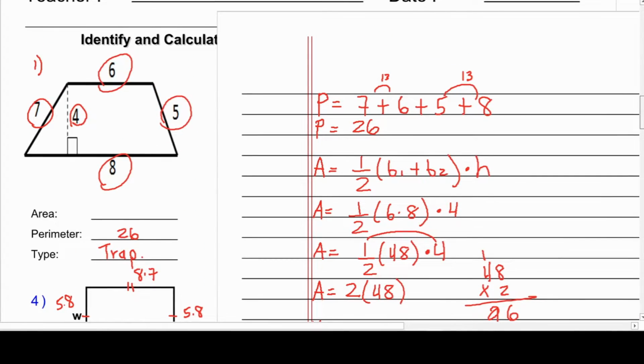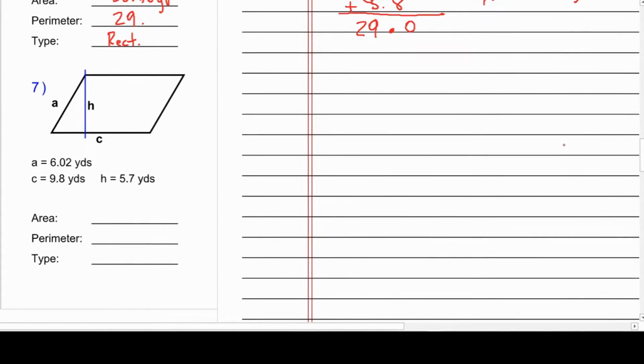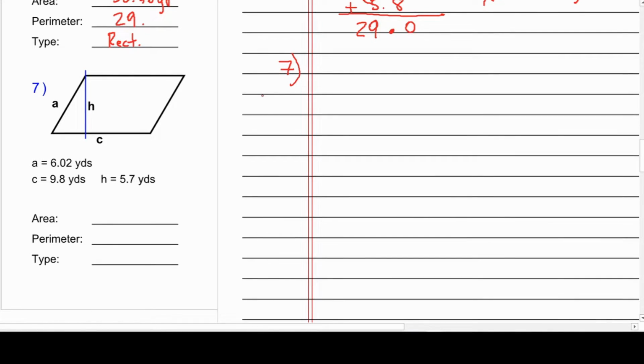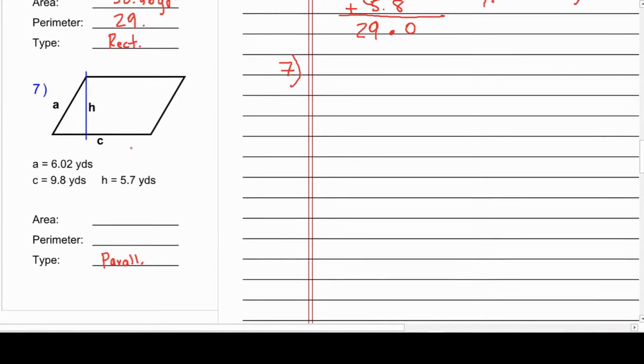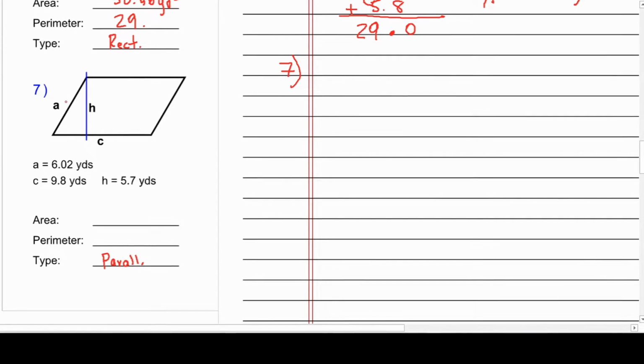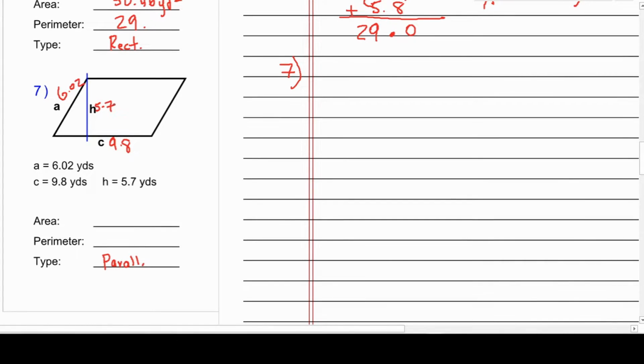We've done a trapezoid. Let's go ahead and do this parallelogram. Again, not too much to memorize here. This, as I just mentioned, is a parallelogram. To find the perimeter of any of the polygons we're going to discuss today, we simply add up all of their sides. In this case, we know that A is 6.02, C is 9.8, and this height is 5.7.